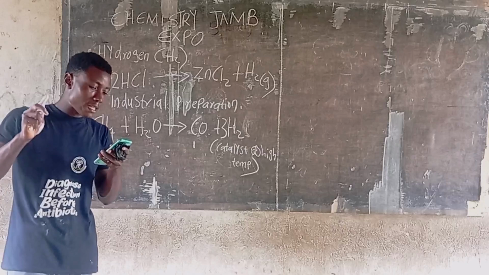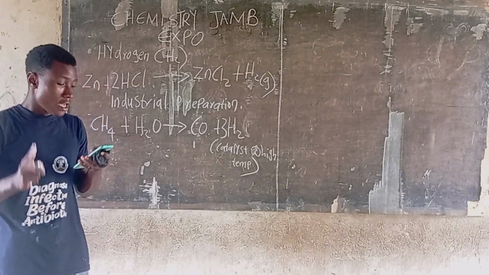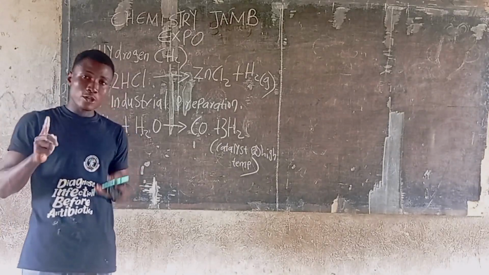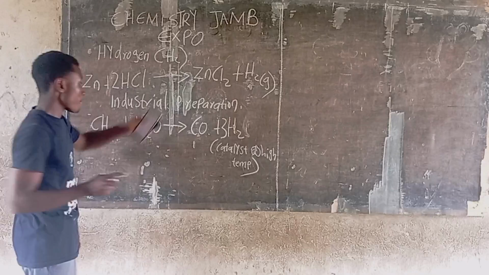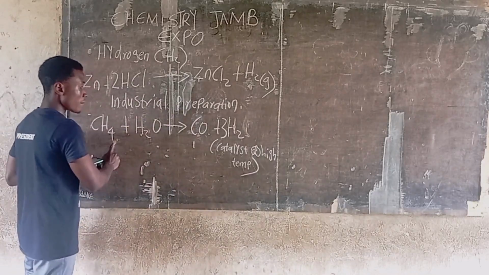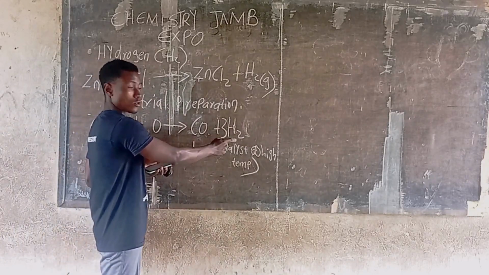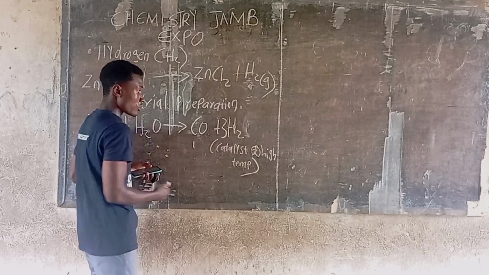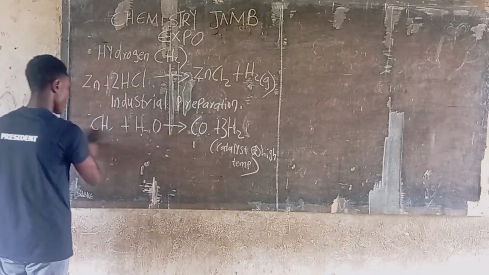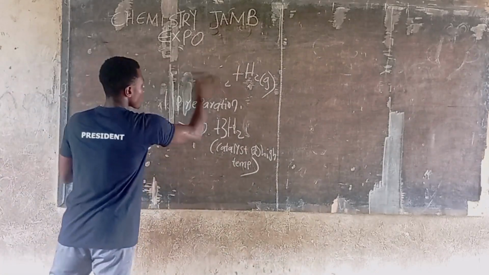Please take note. Hydrogen is first prepared in the laboratory by heating or reacting zinc with dilute hydrochloric acid, as you can see on the board. And for the industrial preparation, we have steam reforming with methane, giving a forward reaction of carbon monoxide plus water plus hydrogen gas. So that is for hydrogen.